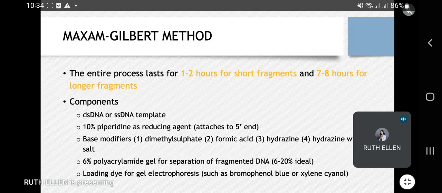So for the components, we have the double-stranded DNA or the single-stranded DNA template, our reducing agent, the 10% piperidine, which is attached at the 5' end of our DNA. Next, we have the base modifiers, or yung ating mga chemical agents. We have 4, kasi inalicode natin yung sample natin into 4. First, dimethyl sulfate. Second, formic acid. Third, hydrazine. Fourth, hydrazine with salt.